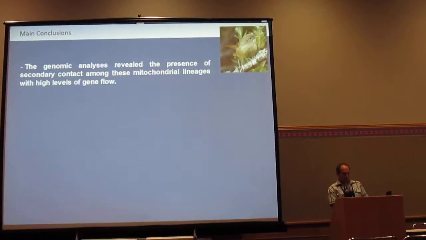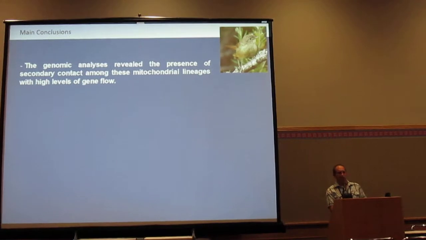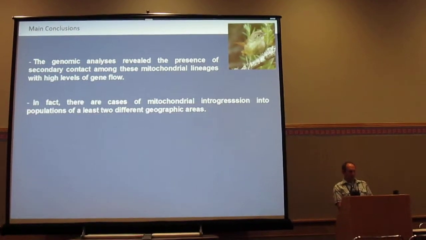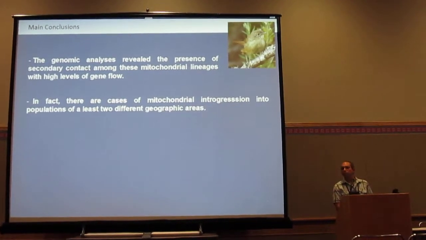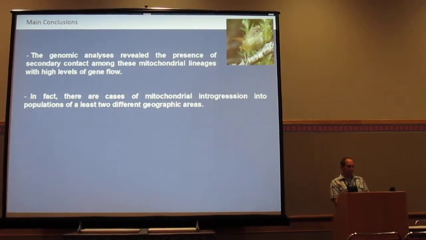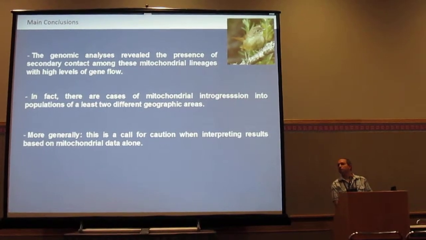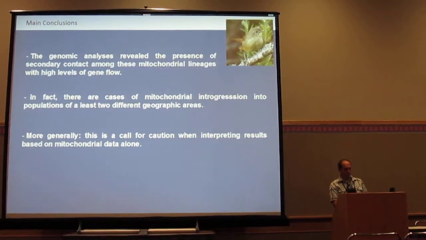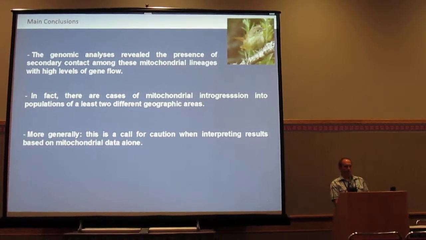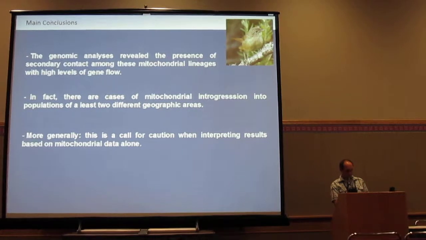However, the genomic analysis revealed the presence of secondary contact and high levels of gene flow among lineages, and in fact we found that there are cases of mitochondrial introgression in at least 2 different geographic areas. More generally, this is a call for caution when interpreting results based on mitochondrial data alone, and we need to try to consider other sources of DNA information as well.